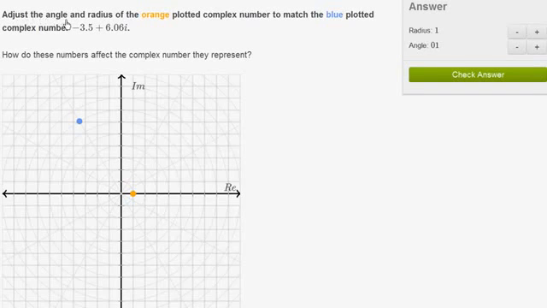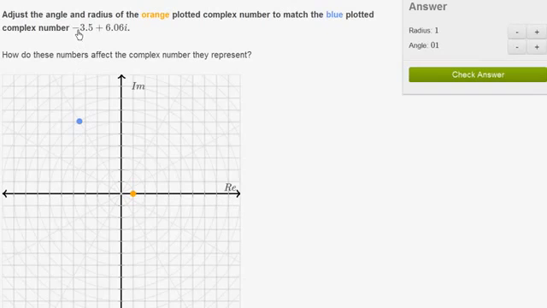We're asked to adjust the angle and radius of the orange plotted complex number, so that's this right over here, to match the blue plotted complex number, negative 3.5 plus 6.06i. So this is this one right over here. So just to get our bearings, this vertical axis is the imaginary axis. This horizontal axis is the real axis.